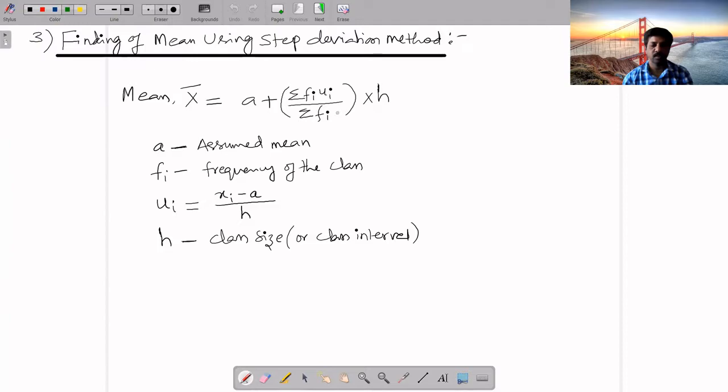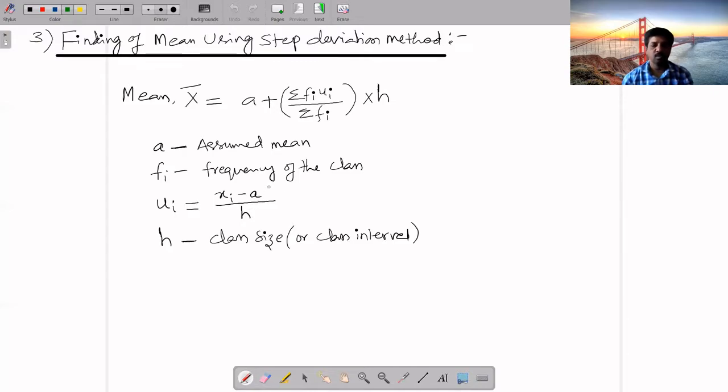What is ui and what is h? Okay, let us understand what the terms are here. First, a is the assumed mean, which we already know. The second one, fi, equals the frequency of the class. Now ui equals xi minus a, by h. Now h means class size, or class interval, or length of the class, whatever you can say. But in the textbook, class size is used. So h we have to consider as class size.